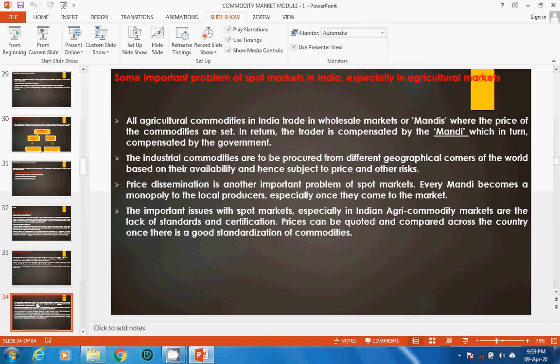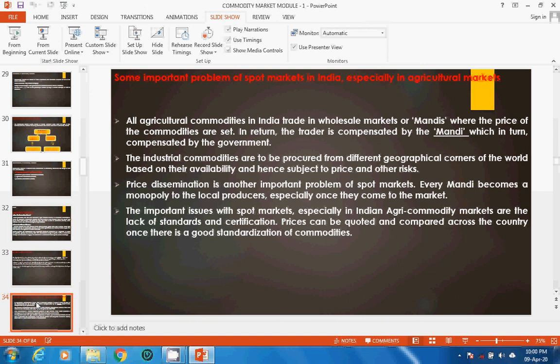Price dissemination is another important problem we come across in the spot market. Every mandi becomes a monopoly to the local producers, especially once they come to the market. Inevitably, the farmers or producers sell their commodities at the price which is fixed in the mandis. There is no option for the sellers to sell their commodities and fix the prices for their produce. That is one of the biggest challenges our farmers are facing, especially in the APMCs.